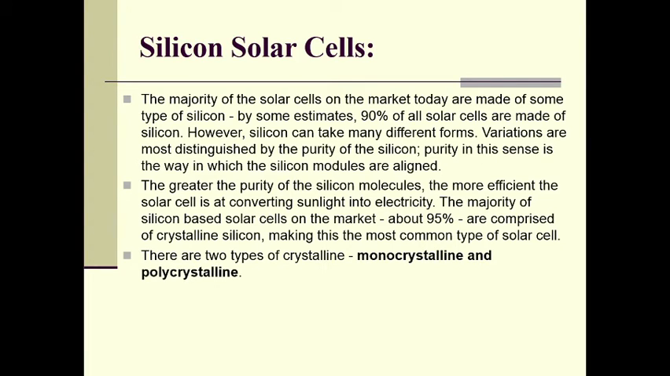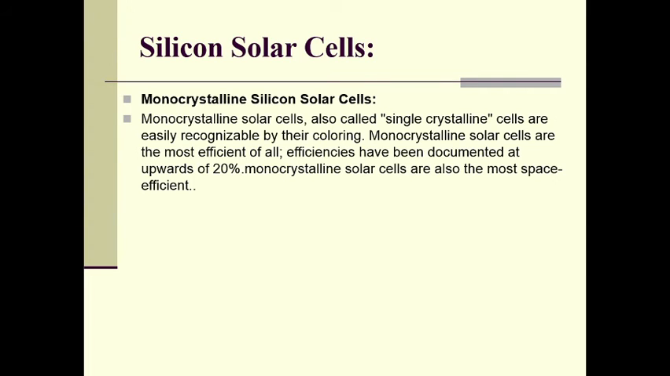There are two types of crystalline: monocrystalline and polycrystalline. Monocrystalline silicon solar cells, also called single crystalline cells, are easily recognizable by their coloring. Monocrystalline solar cells are the most efficient of all. Efficiencies have been documented at upwards of 20%. Monocrystalline solar cells are also the most space efficient, right?